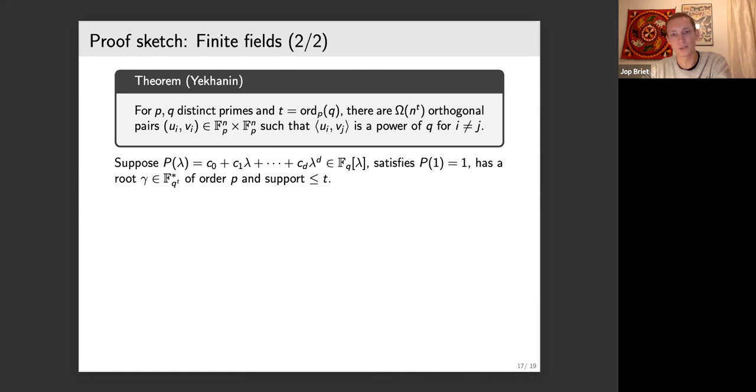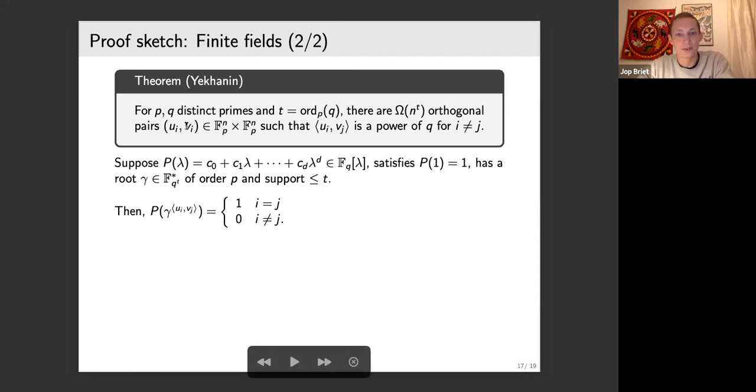Okay, so how do you use this to construct a high dimensional hypercube? Before we had some very simple polynomial, 1 plus lambda squared. Now we have some other polynomial that we have to find to suit the construction. So suppose P is some polynomial over F_q that evaluates to 1 on 1, and suppose that it has a root gamma of order p and support at most T. So there are at most T coefficients that are non-zero in this polynomial.